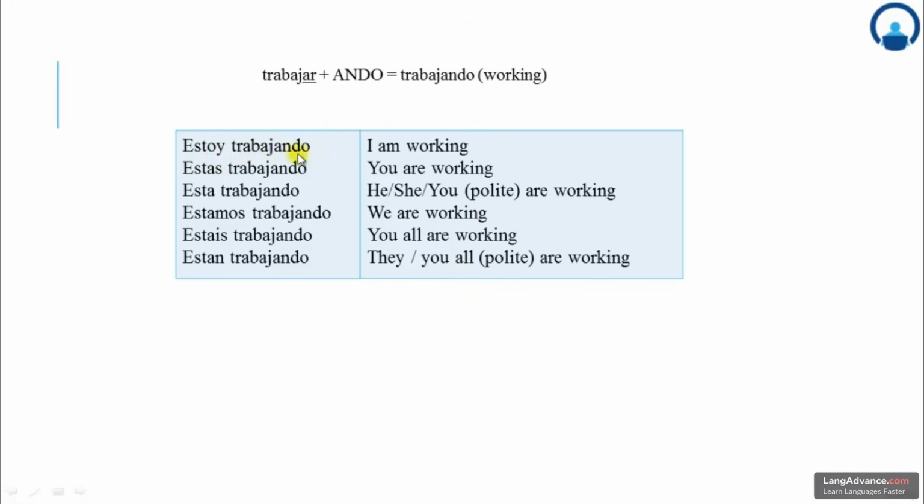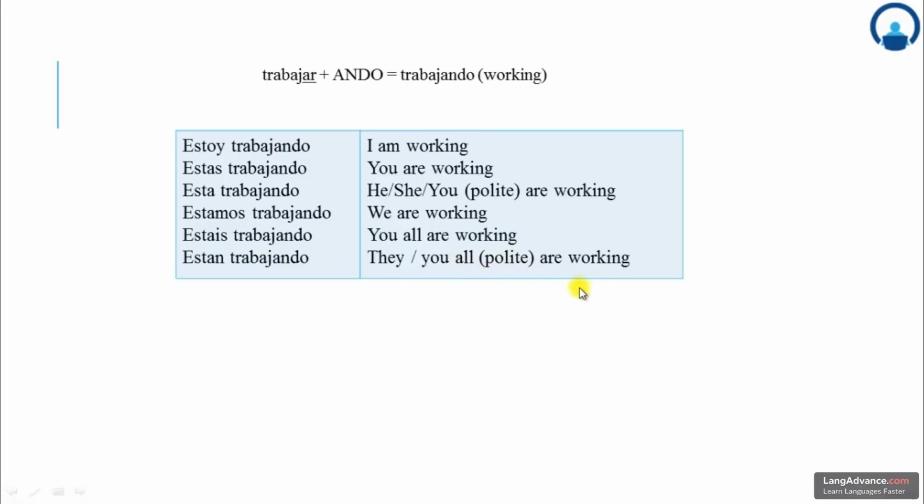Estoy trabajando, that means I am working. Estás trabajando, that means you are working. Está trabajando means he, she or you polite are working. Estamos trabajando, we are working. Estáis trabajando, that means you all are working. Están trabajando, that means they or you all polite are working.